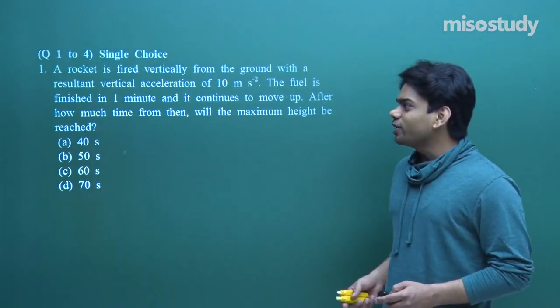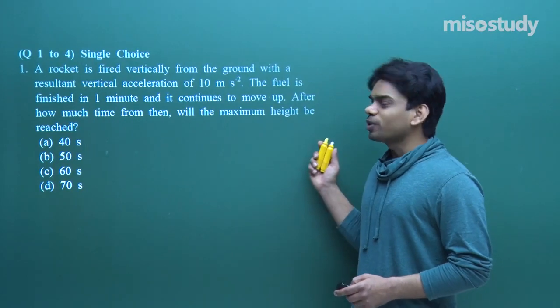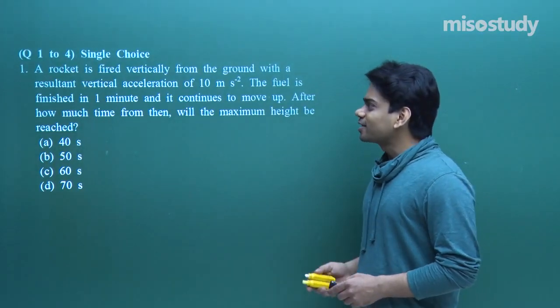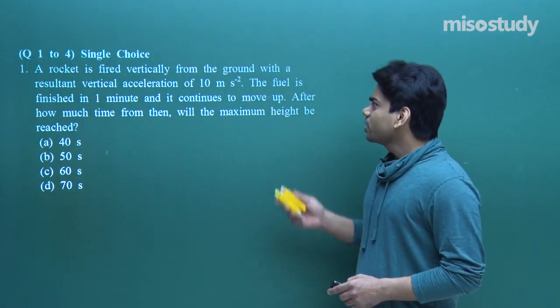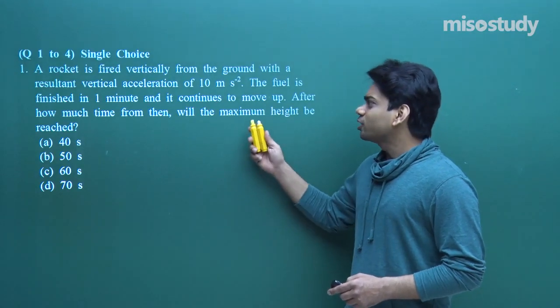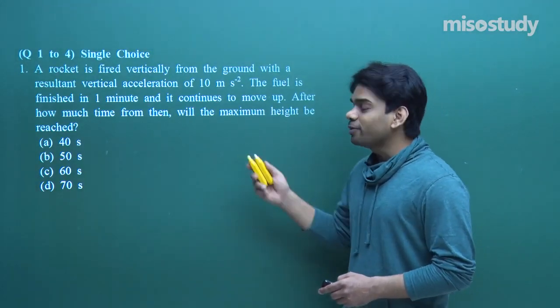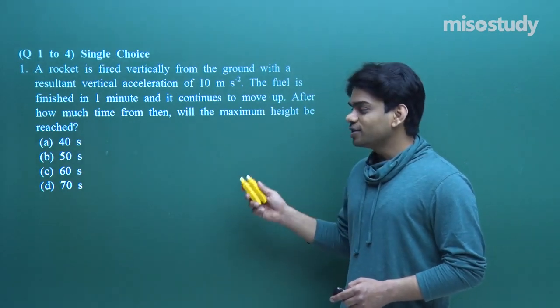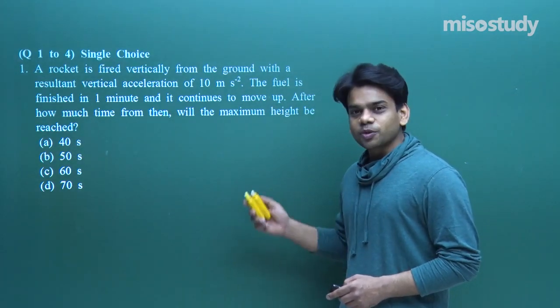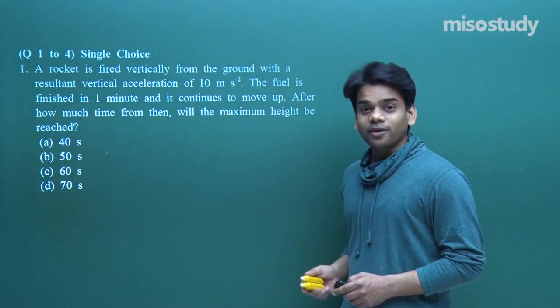The first question of the day: a rocket is fired vertically from the ground with a resultant vertical acceleration of 10 meters per square second. The fuel is finished in 1 minute and it continues to move up. After how much time from then will the maximum height be reached? Option A 40 seconds, option B 50 seconds, option C 60 seconds, option D 70 seconds.